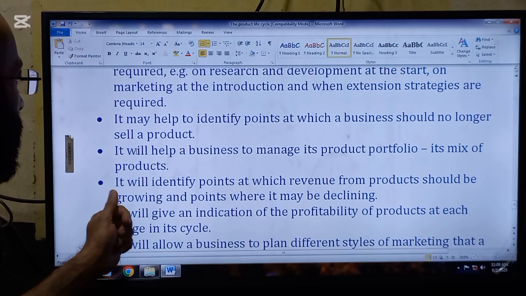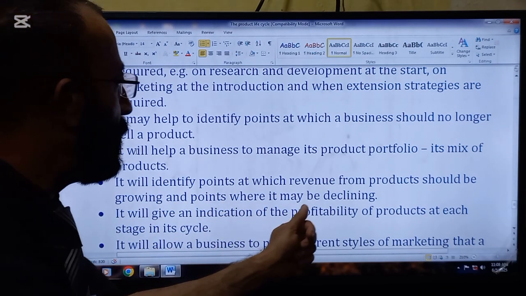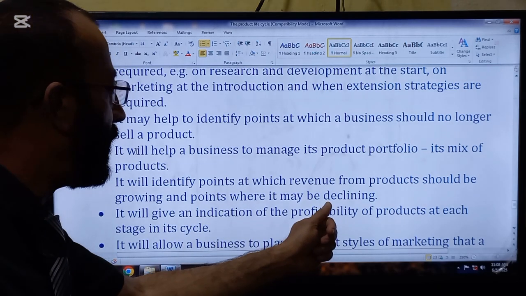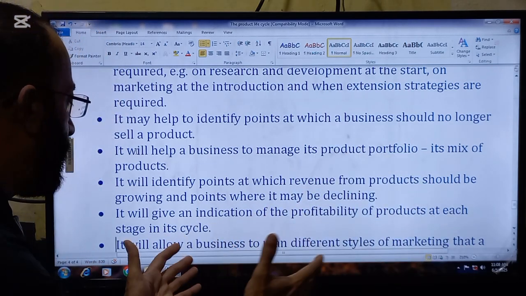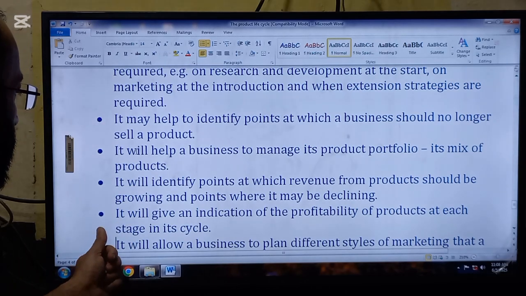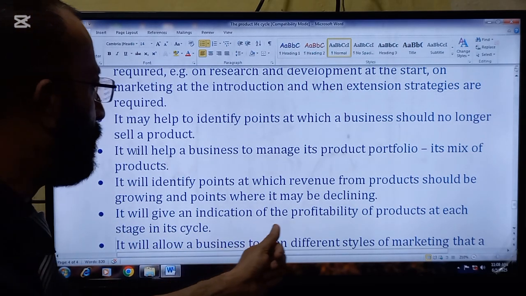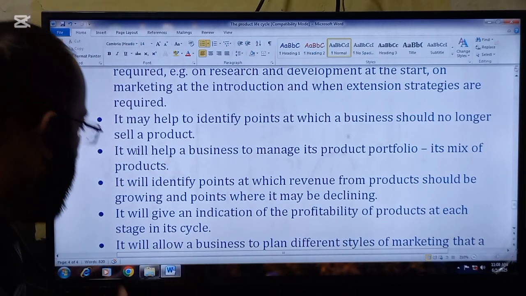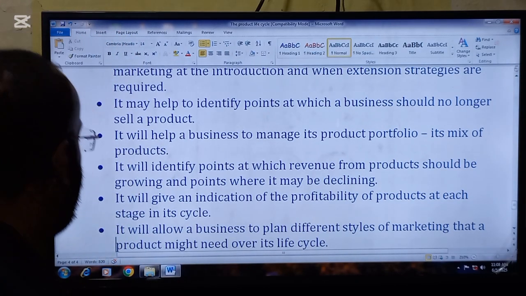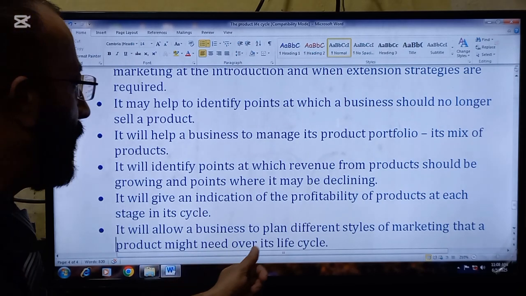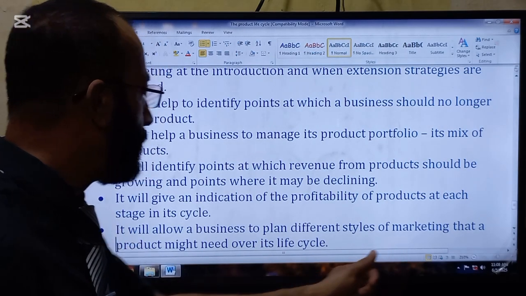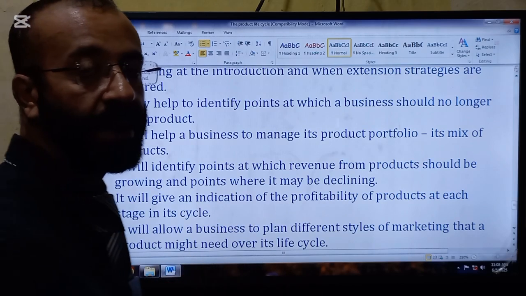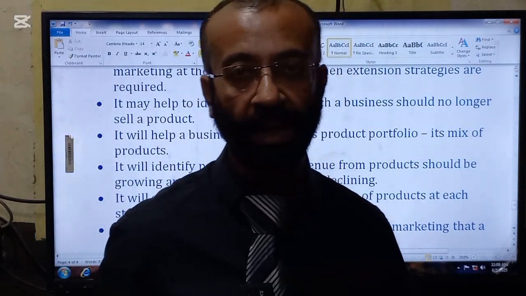Next benefit is it will identify points at which revenue from the product should be growing and points where it may be declining. So declining and growing points can be seen from the graph. Next benefit is it will give an indication of the profitability of the product at each stage in its cycle. And next is it will allow a business to plan different styles of marketing that a product might need over its life cycle. So these are the benefits or uses of the product life cycle.